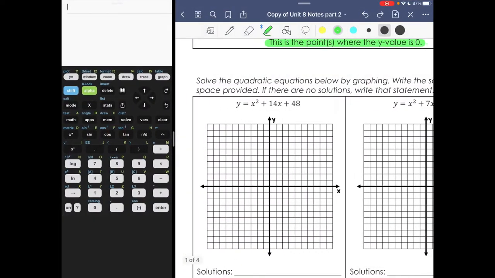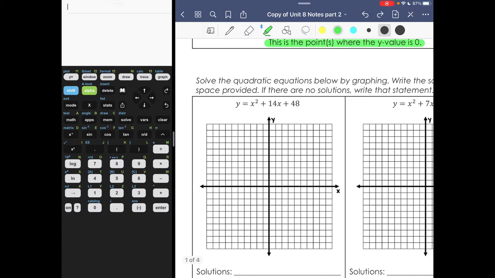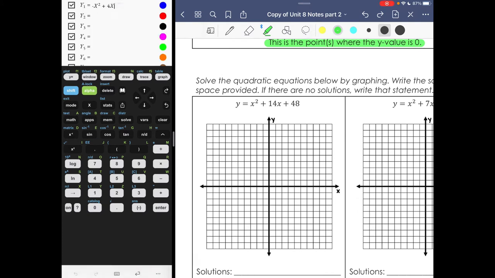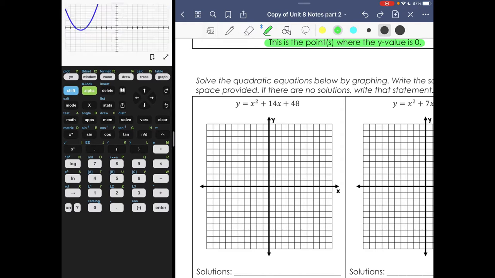graph these. So what I'm going to do is I'm going to go to y equals, clear out anything that's there, and type in x squared plus 14x plus 48. And then I'm going to hit graph. So this is what it should look like when I get finished. So I'm going to go to my table, and I'm going to find that vertex.